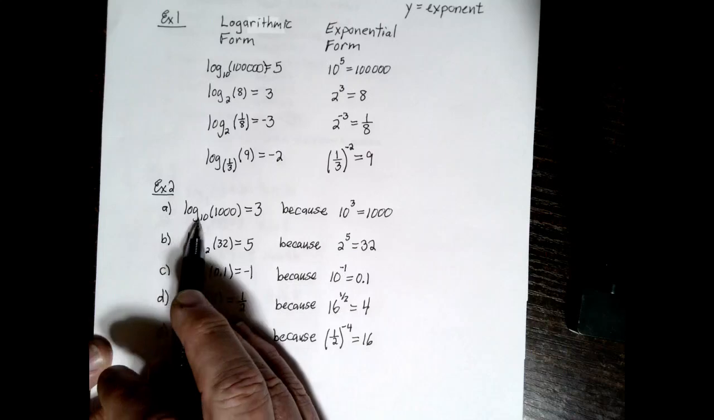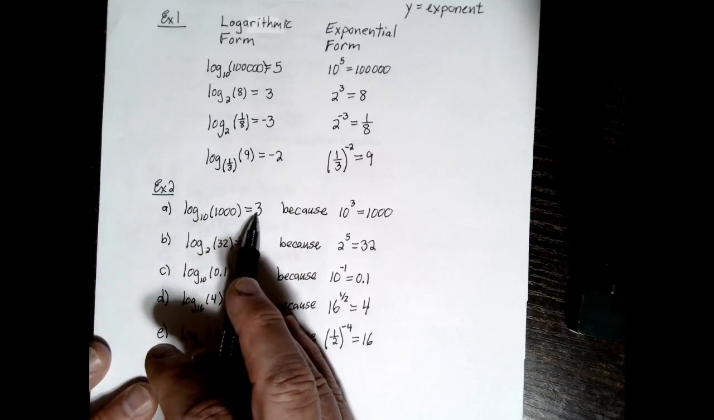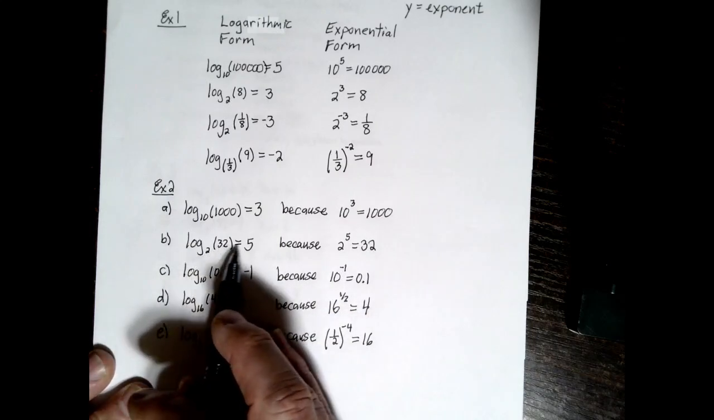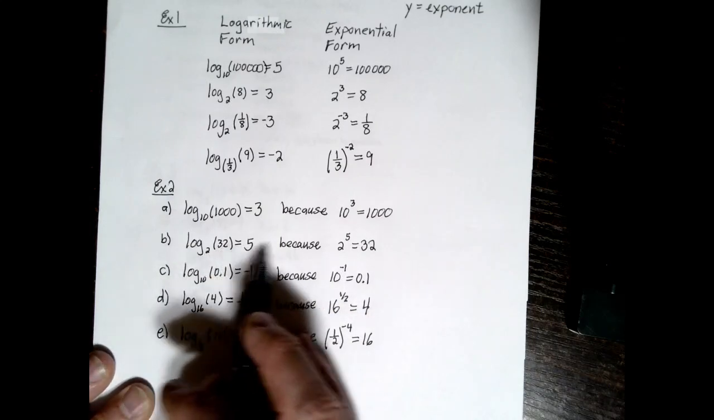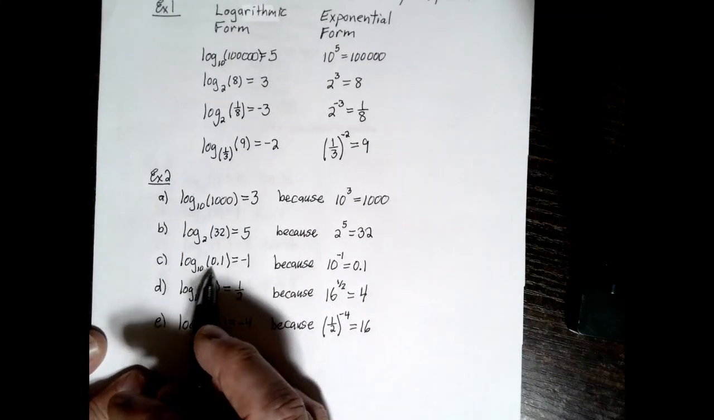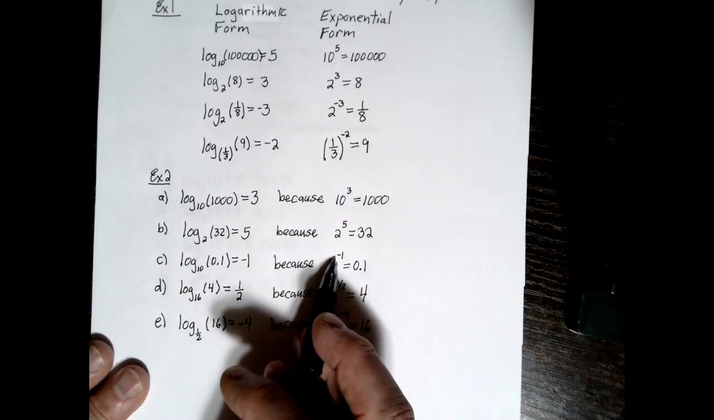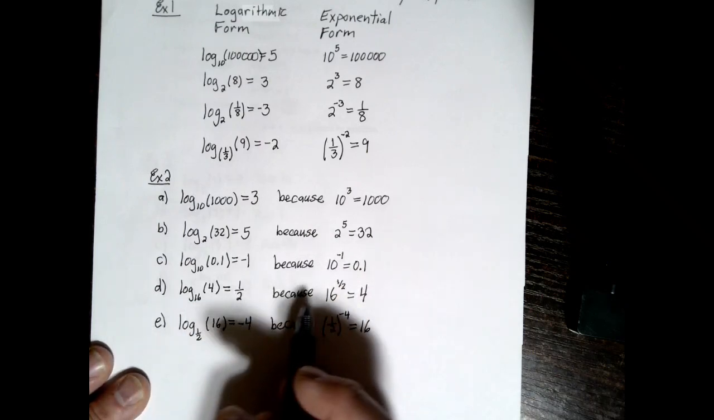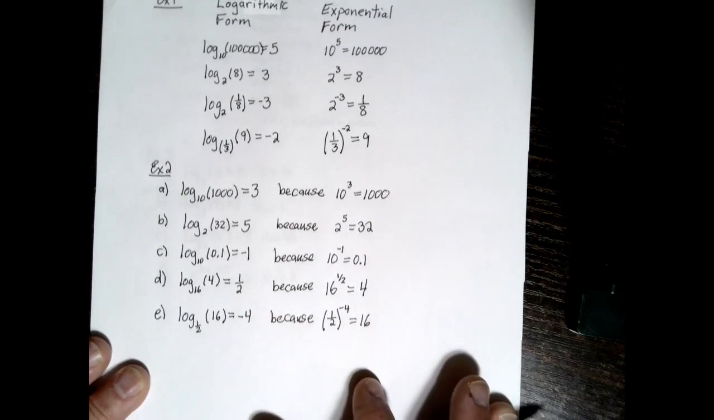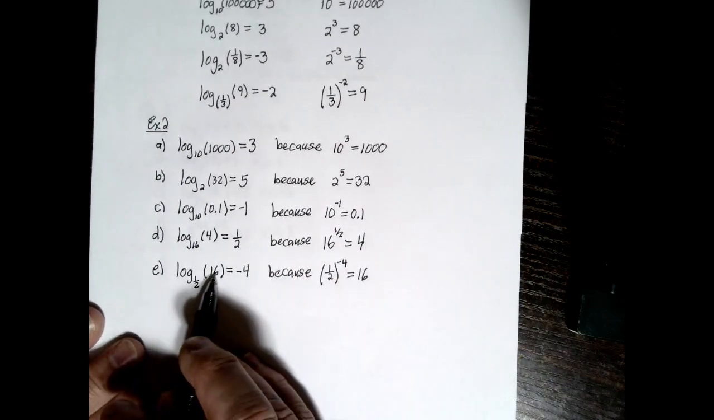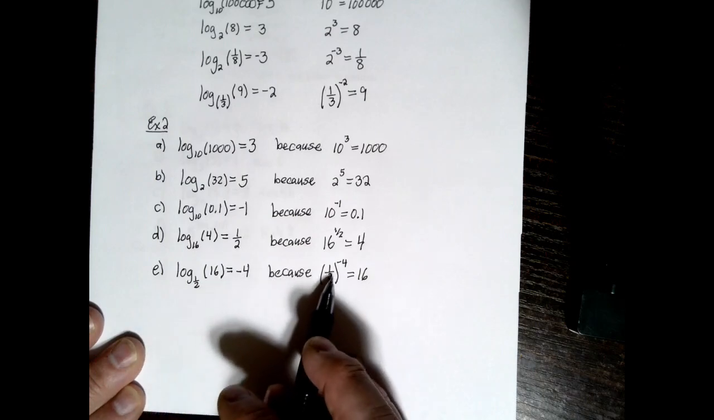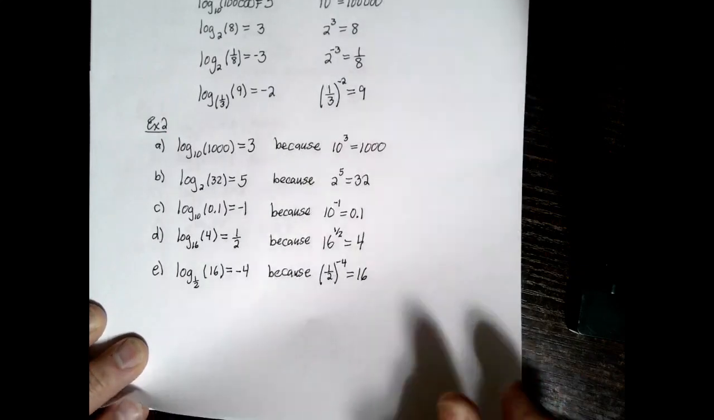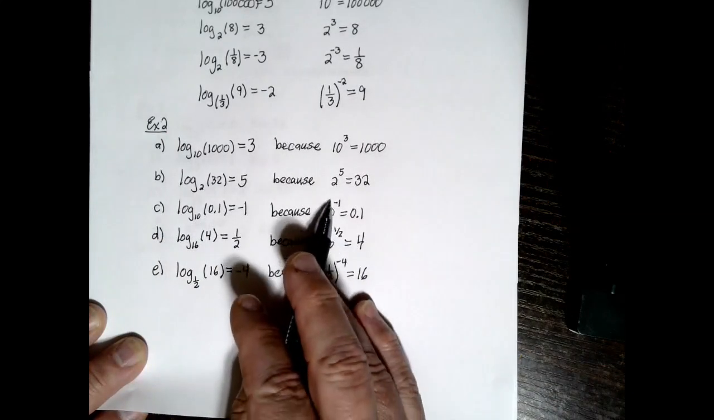Now they ask you to justify that log base 10 of 1,000 equals 3. Well, it is, because 10 to the 3rd equals 1,000. Log base 2 of 32 equals 5. It is, because 2 to the 5th equals 32. Log base 10 of 0.1 is negative 1, because 10 to the negative 1 equals 0.1. Log base 16 of 4 equals 1/2, because 16 to the 1/2 equals 4. And log base 1/2 of 16 equals negative 4, because 1/2 to the negative 4 equals 16. So if you don't know what a log equals, write it in exponential form and you can figure it out.